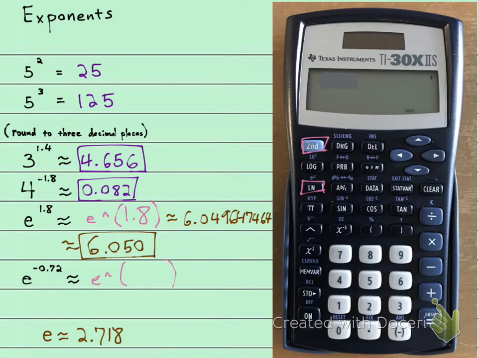all right, now very important, when I type in negative 0.72, I need to use this button down here as the negative. Okay, don't use the minus button. e to the power of negative 0.72, and then I'll close my parentheses. So negative 0.72, close your parentheses, equals.